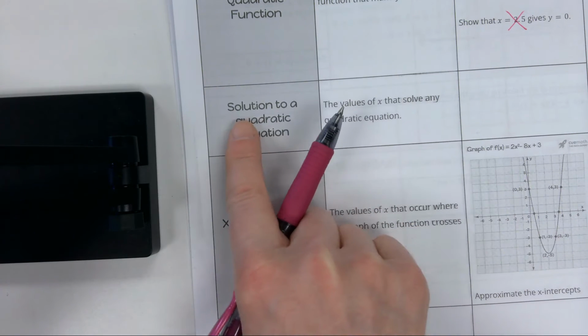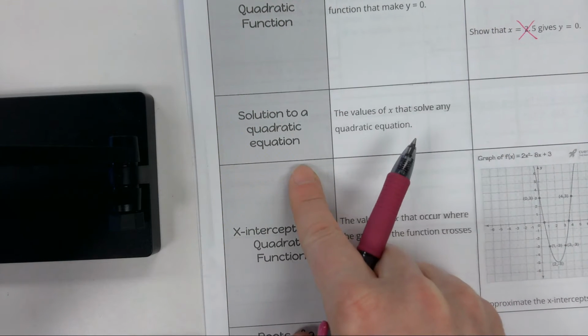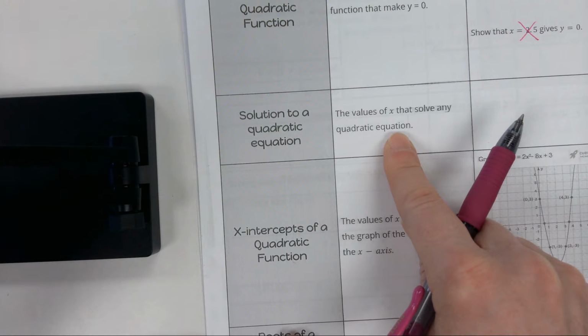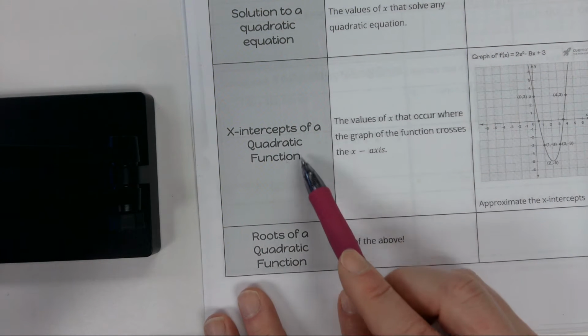So the zeros of a quadratic function, here's another way I'm going to ask for them. What are the solutions to the quadratic equation? This is another way of saying the same thing. So if I say to solve the quadratic equation, I'm asking you to find where they equal 0. Here's the thing that you probably are the most familiar with, the x-intercepts of the quadratic function.